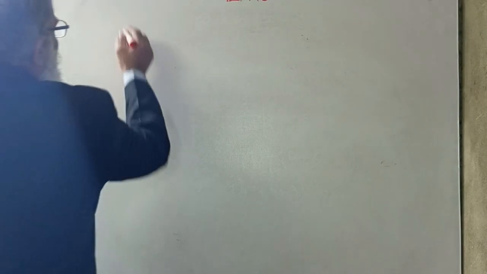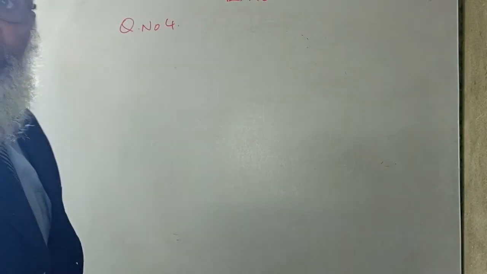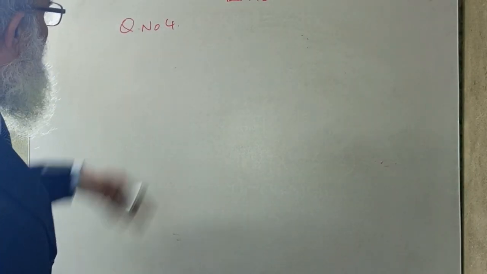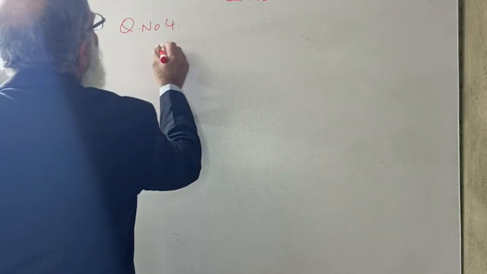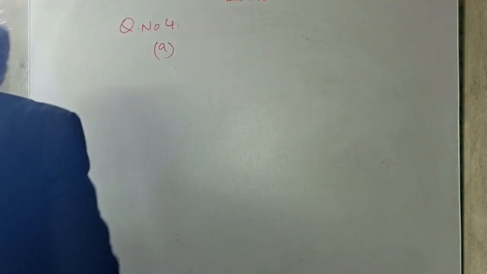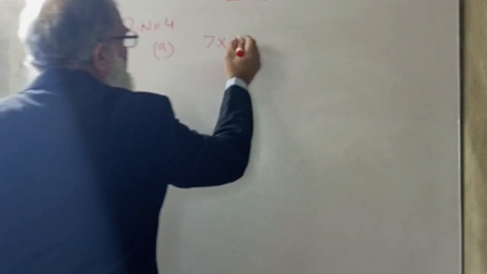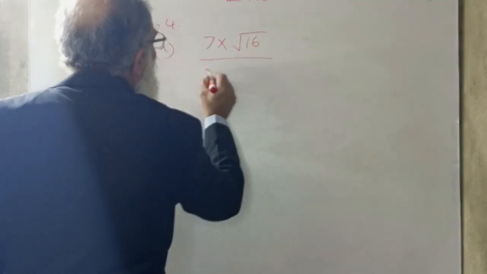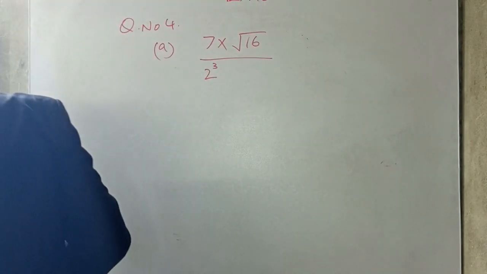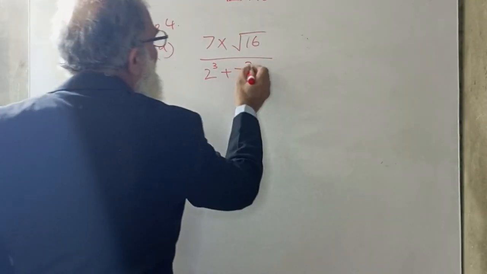question, and that is question number 4. Now this is a different type of question. Therefore, I have skipped all the questions before this question. Now the part A, I am going to solve this question. 7 multiplied root of 16 and 2 is raised to power 3 plus 7 raised to power 2 minus 1.